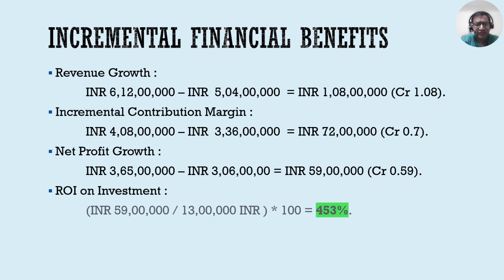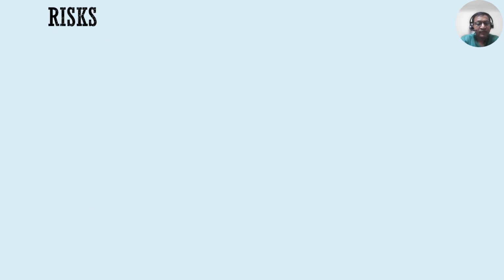ROI of investment is equal to 453%. This ROI is very lucrative and management can consider this as a potential measure to enhance profitability. If the company achieves the goal of 85% OE within 6 months, then the company can recover the initial investment within the next 3 months when the company is running at full production capacity.